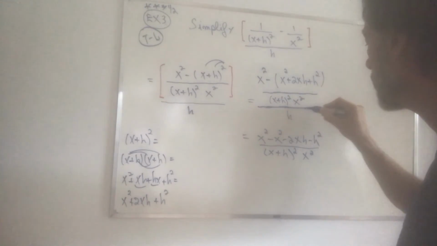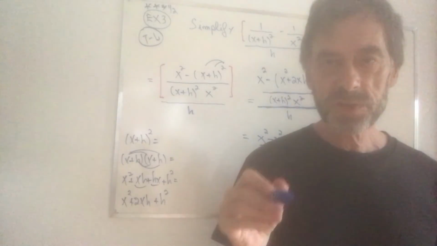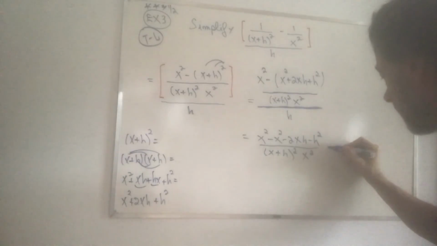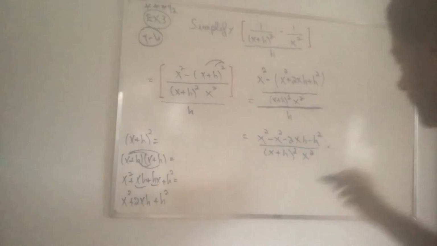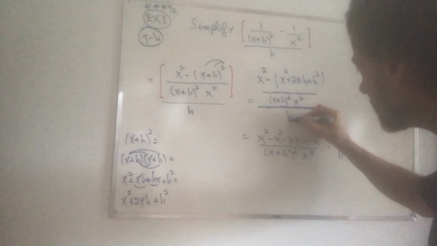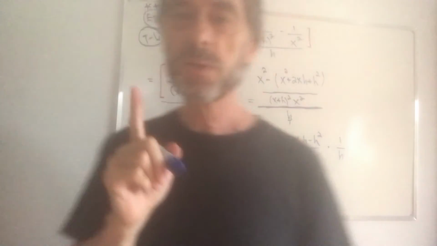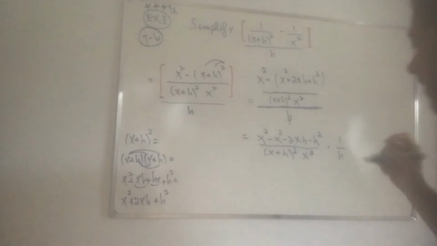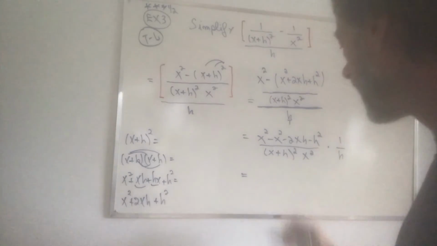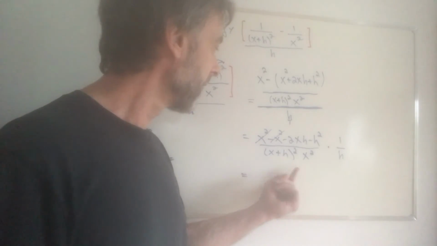I will change this division into what? Divide by h is the same thing as multiplied by the reciprocal of h, which is? Why is this? Because h is the same as h over 1. So the reciprocal of h over 1 is 1 over h. So we multiply by 1 over h. Gone, gone. I seem to be left with minus 2xh minus h squared all over that.